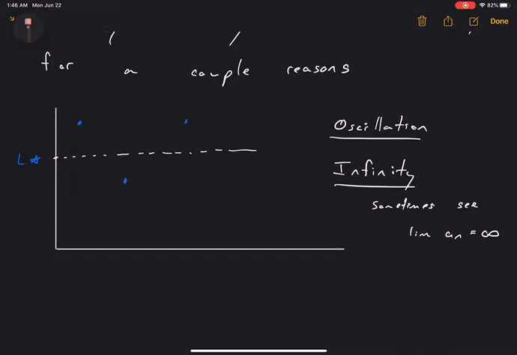And I think of this as oscillation, right? Maybe the terms of my sequence are just bouncing back and forth. These are close, but they're never getting any closer, right? So the limit of my sequence doesn't exist.